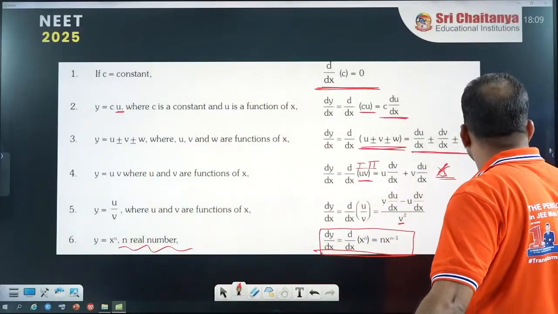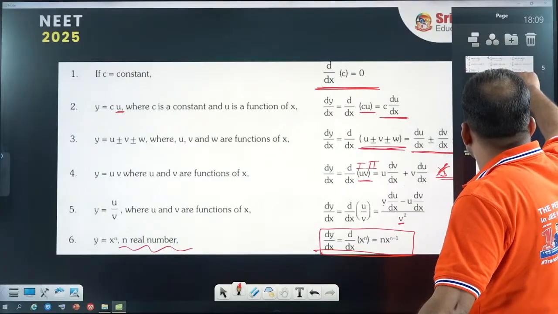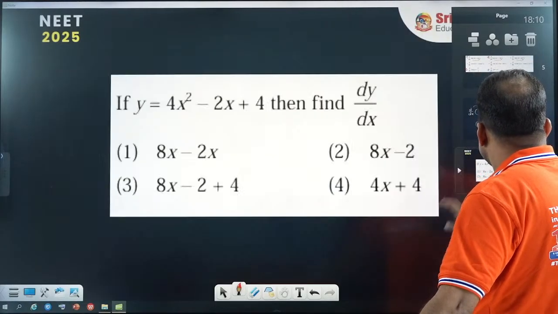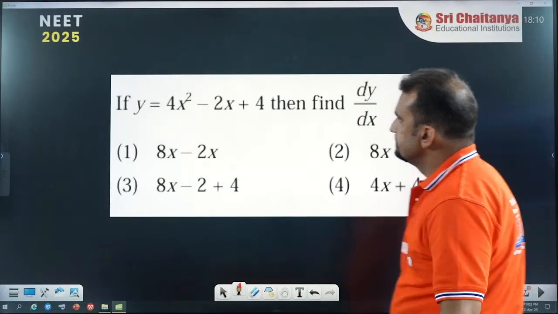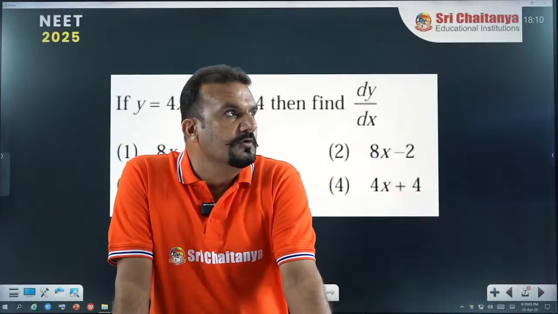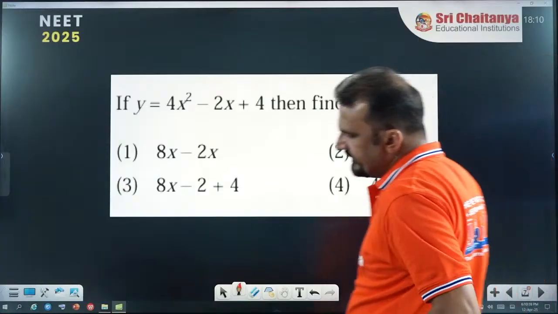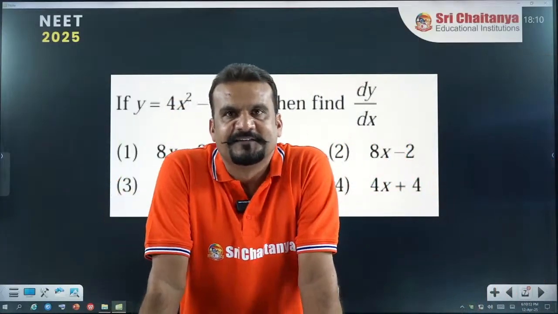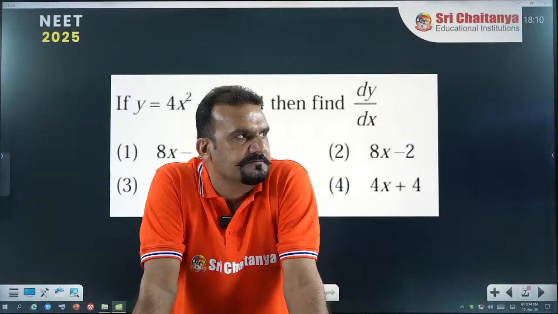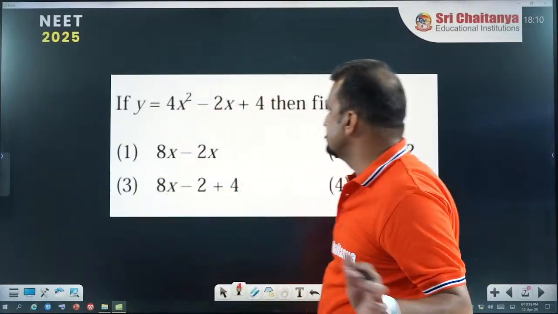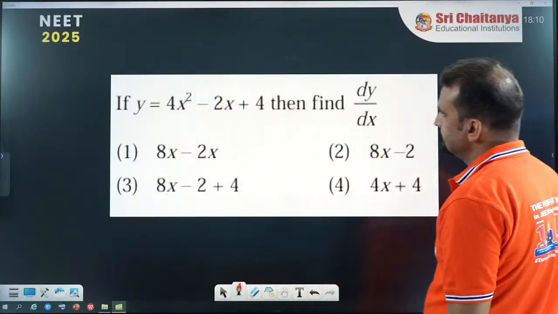Okay, let us start with questions so that you can get better idea. So let us take question. If this is given, y equal to 4x square minus 2x plus 4 is given, you have to find out the differentiation. Do it fast. Very good. Do it fast and do in comment box which one is the right option.